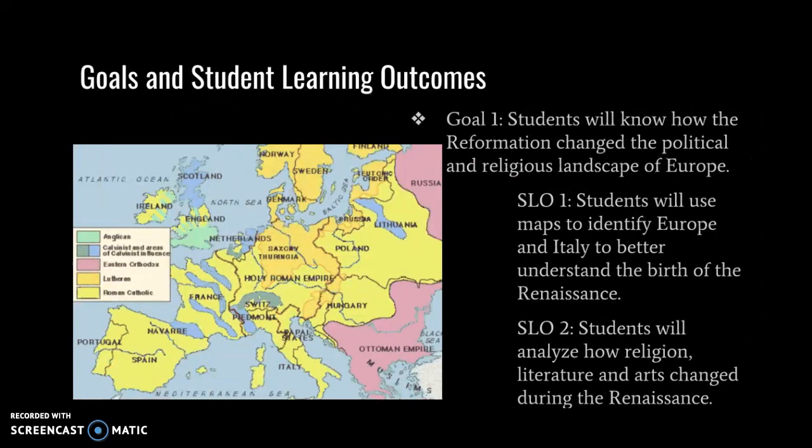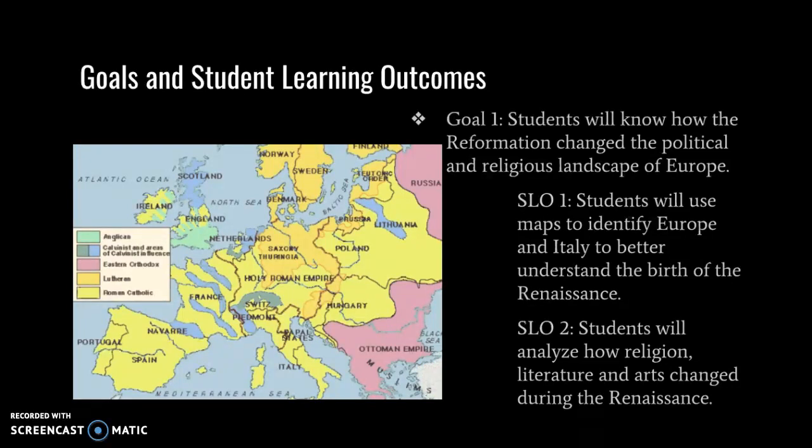So my first goal for this unit is that students are going to know how the Reformation changed the political and religious landscape of Europe. I have a ton of different activities that are embedded within my unit that address this goal. Students are going to be looking at different things such as Google Maps and identifying where Italy is and maybe trying to grab some aspects of why that place is the birth of the Renaissance.